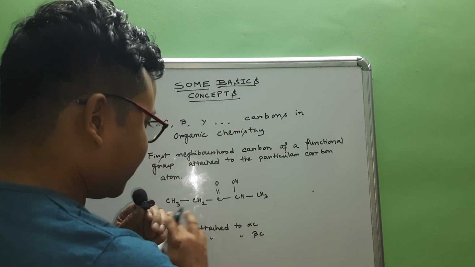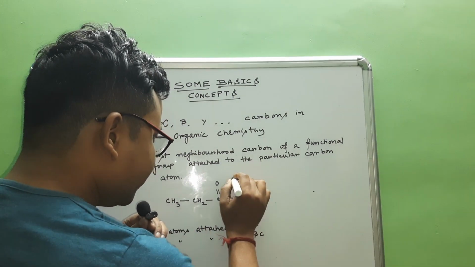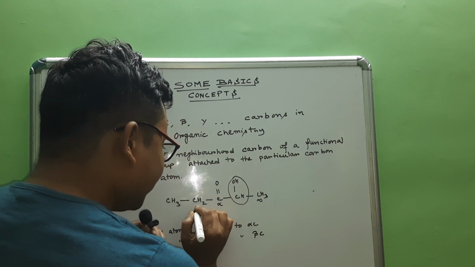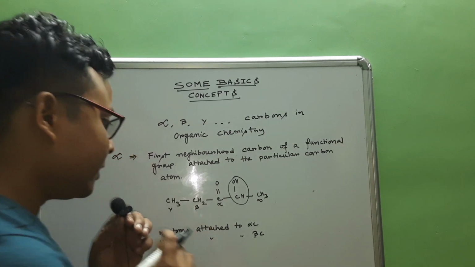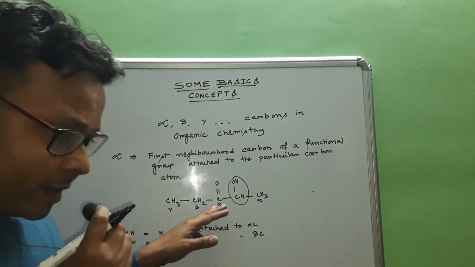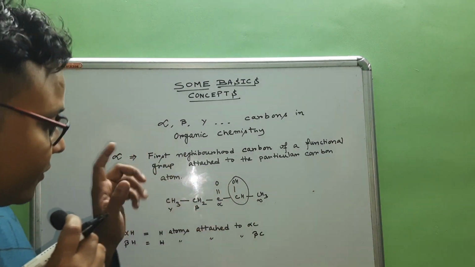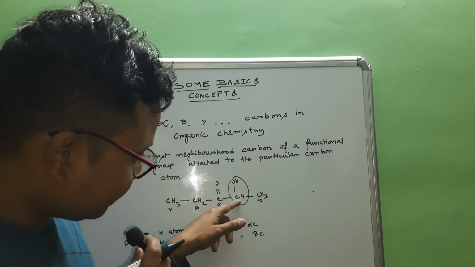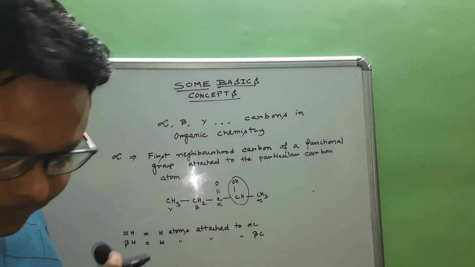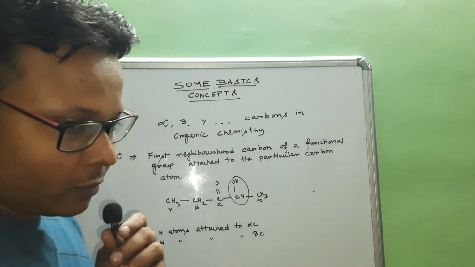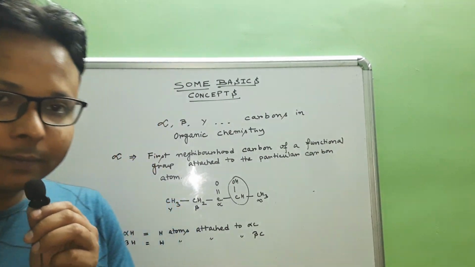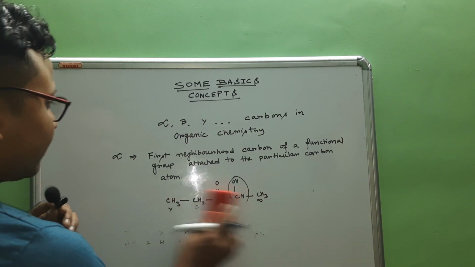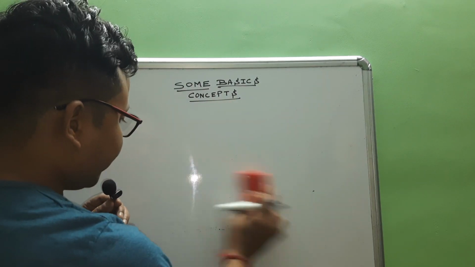So what are the alpha carbon atoms? With respect to this moiety, this carbon atom is alpha, and this carbon atom is also alpha, this is beta, this is gamma. Okay, so the alpha carbon atom, I repeat, is the first neighbor carbon atom to the carbon atom with which the functional group is attached. I think I have made my topic clear. So all these are alpha and beta.